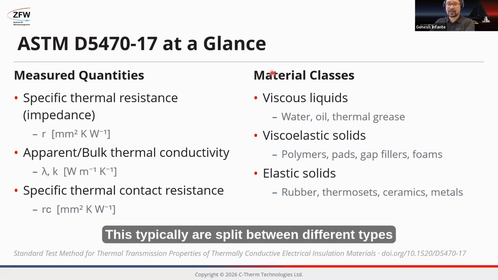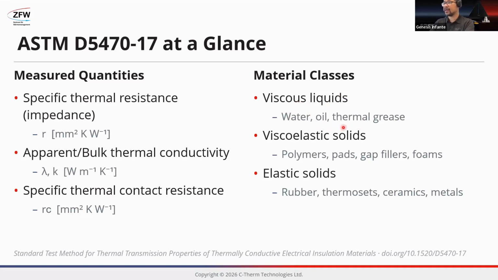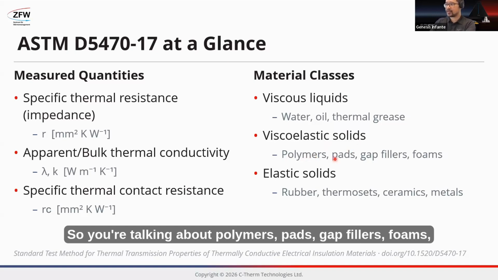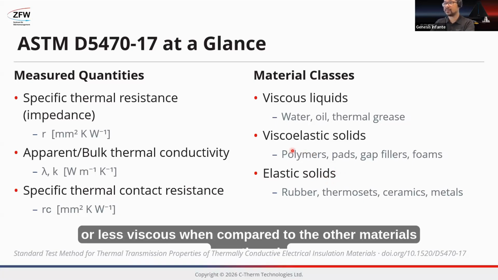This typically is split between different types of material classes. So you have your liquids, your water, oil, thermal greases, viscoelastic solids. So you're talking about polymers, pads, gap fillers, foams, and of course, elastic solids are a bit more stiff, relatively speaking, or less viscous when compared to the other materials mentioned. So you're looking at your thermosets, rubber, ceramics, metals.